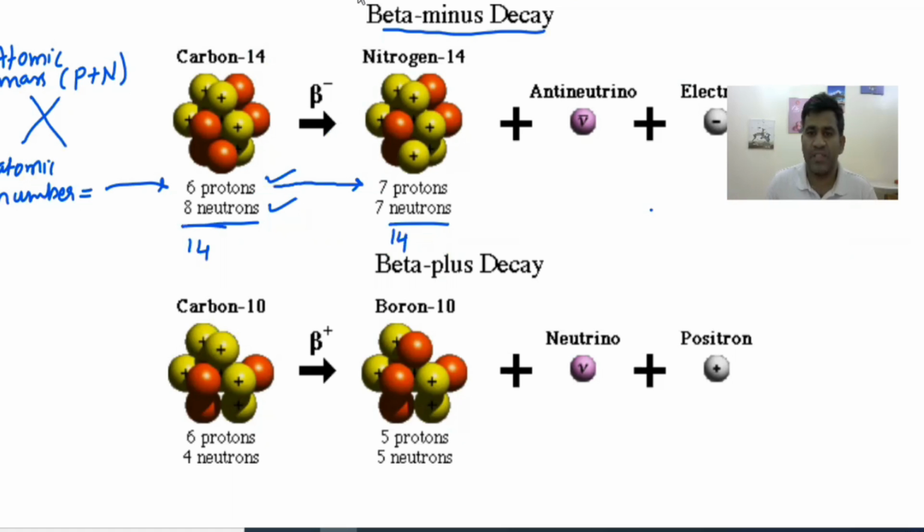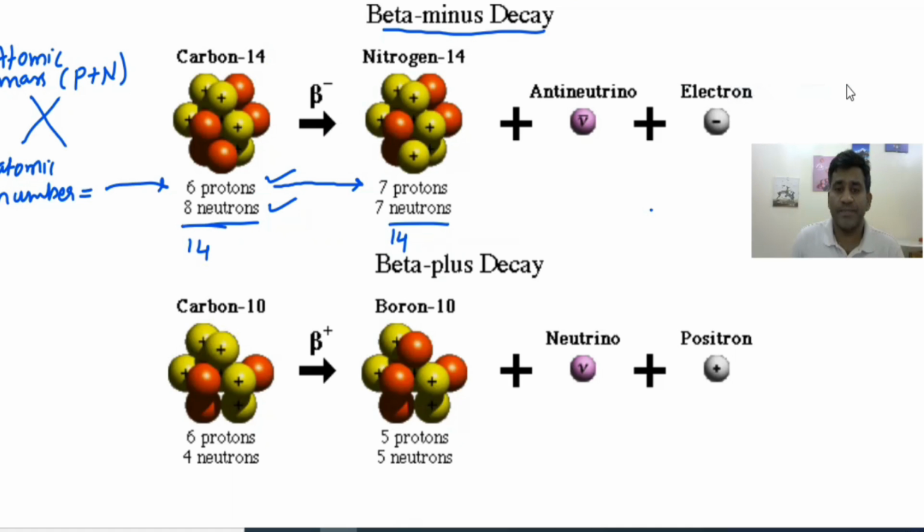And while decaying by beta minus, what are the things that are given out? Along with increasing the number of protons, an antineutrino, that is the chargeless particle, is emitted along with the emission of the electron. Now the question here is, what is the name of the chargeless particle which is emitted during the beta minus decay? That is, I should say, antineutrino. That's the answer.